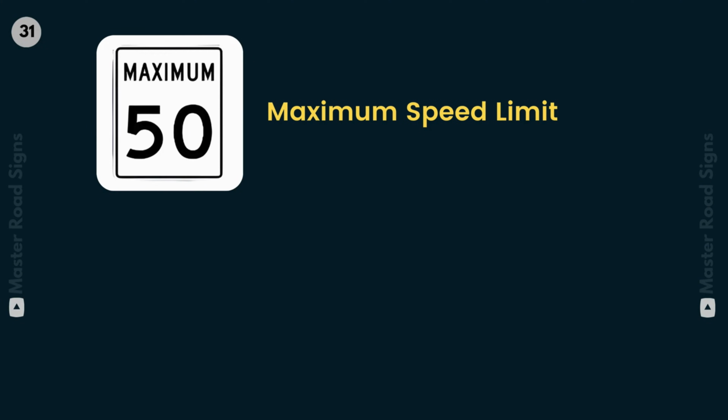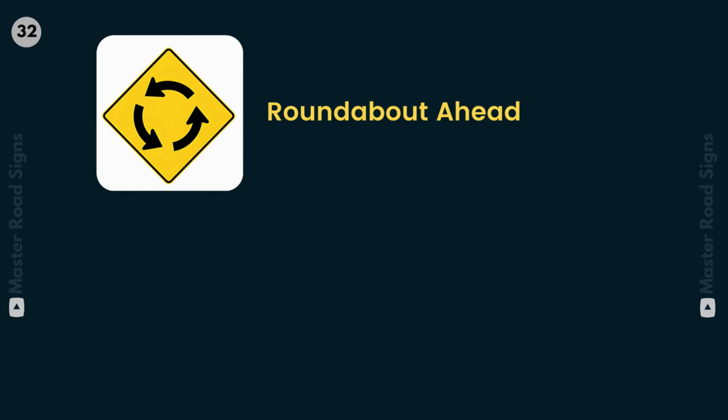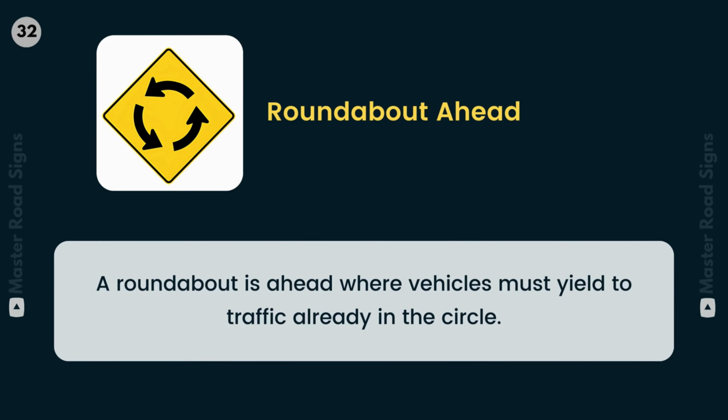Maximum speed limit sign. Indicates the highest speed you are legally allowed to drive in this area under normal conditions. Roundabout ahead sign. A roundabout is ahead where vehicles must yield to traffic already in the circle.